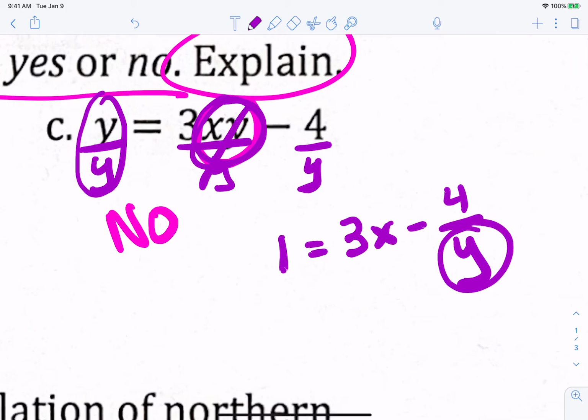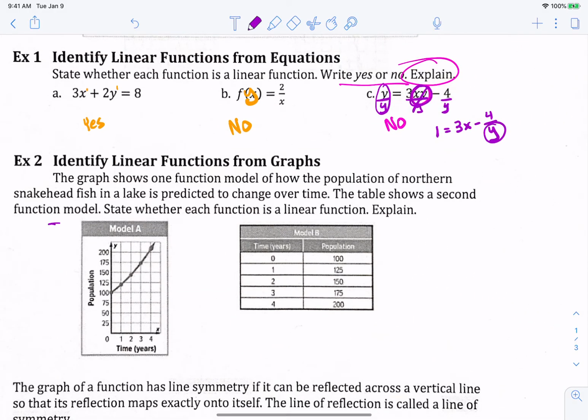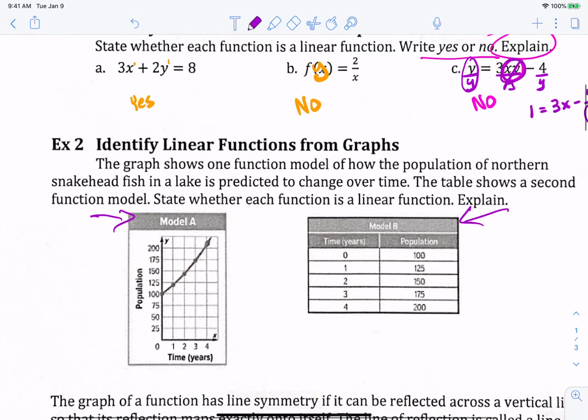Okay? Good? All right, now let's talk about these guys. Here are graphs, here are 2 options. We have model A and we have model B, and they want to know whether or not this is a linear function. So model A, these are 2 different things, right? This table is not the same as the graph. They're not graphing the same thing.